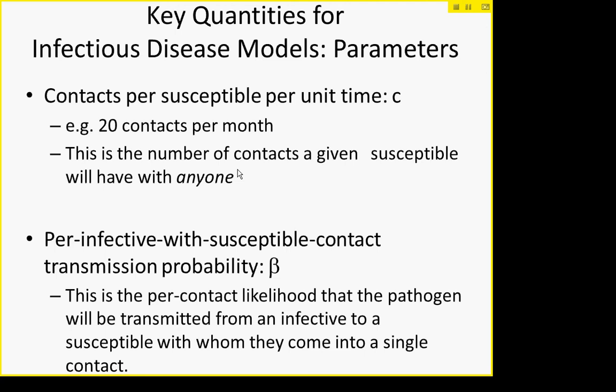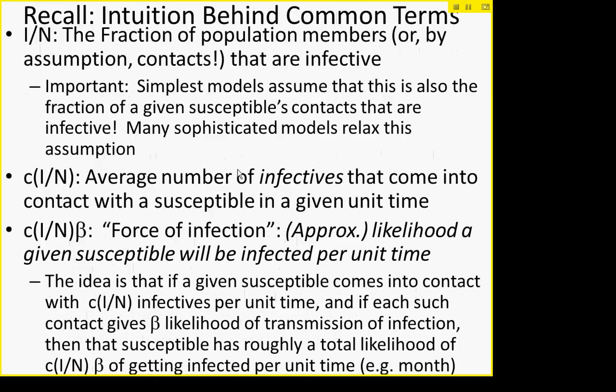Per contact between a susceptible and an infective, right? It requires two to tango. You have to have both a susceptible and an infective, right? And then we had some common terms that we built up, and these were leading up to the key term, the key term that may otherwise seem mysterious that we see within these models.